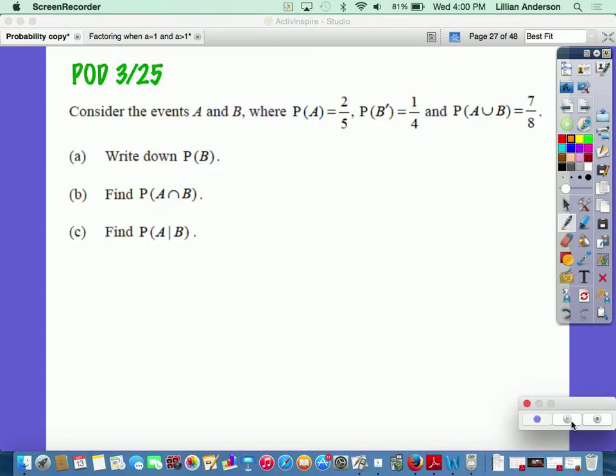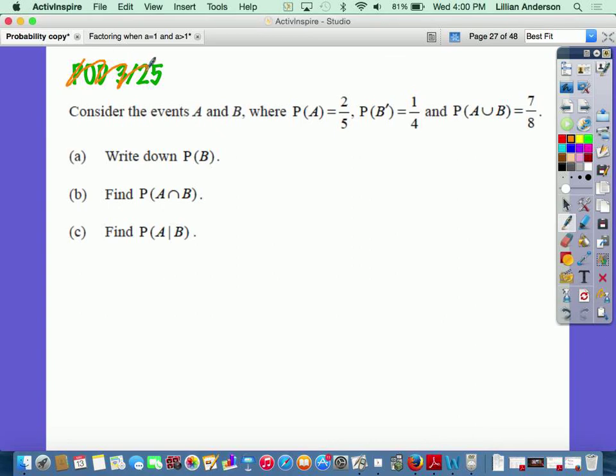And I thought about it some more. I think I do want to do this example. I know it says pod. It was going to be your pod on Monday, but that's okay. I'll just come up with a new pod. So I want to make sure you get one more example of conditional probability.